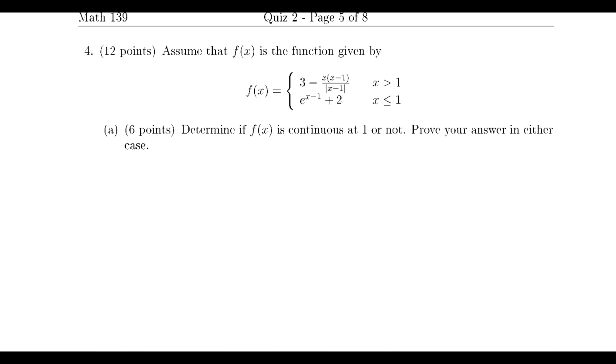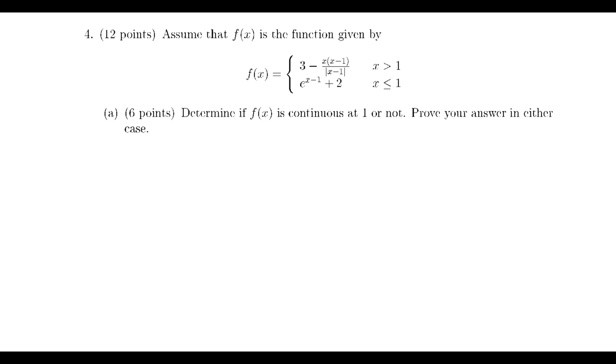We're going to do the same question, except instead of finding values where something is continuous, we are going to check to see if it is continuous or not. The first thing I have to mention is that in the top function, we have an absolute value of x minus 1. So we know the absolute value of x minus 1 is going to equal x minus 1 if x is greater than 1, and it's going to be 1 minus x if x is less than 1.